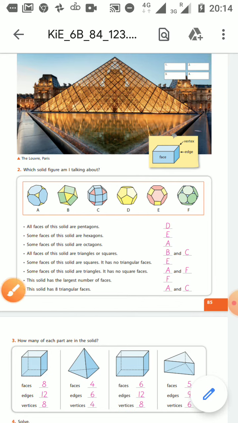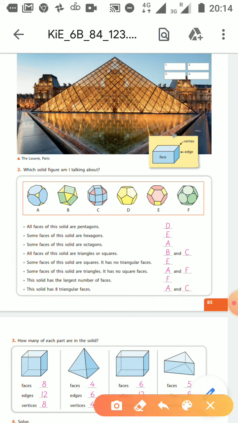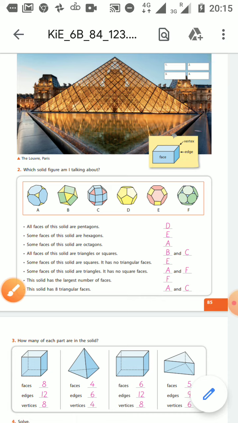Now, the next question just goes through which of these figures are which. So you say which ones are all the solids, are all the faces pentagons. You remember a pentagon is a five-sided shape, so that would be D here. Some of the faces are hexagons, so you know that's 6 sides. Octagon, like octopus, is 8 sides. Triangles and squares, that's pretty self-explanatory. But you're just going to match up these shapes here and write in the correct letters down here as well.